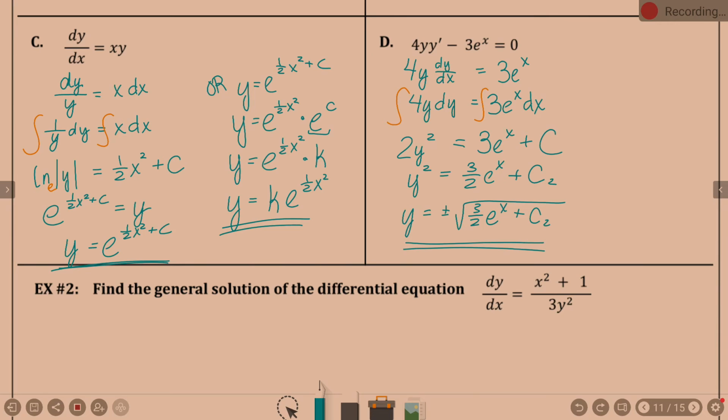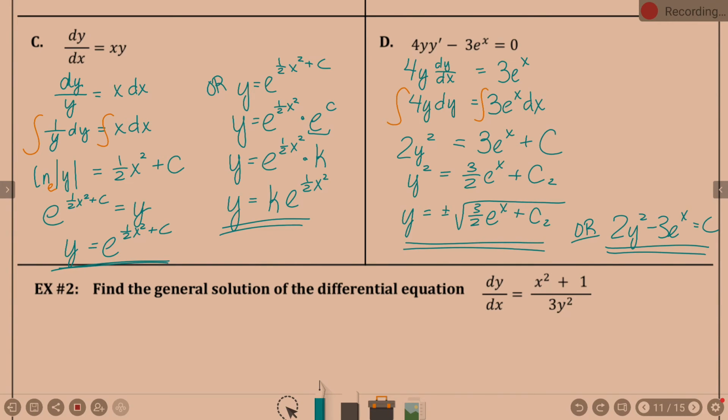Could have taken a solution and just subtracted these two, though I don't think I would have done this on my own. So we could have also said 2y squared minus 3e to the x equals c. Depends on the situation of what you need. That's the easiest way to put it there.